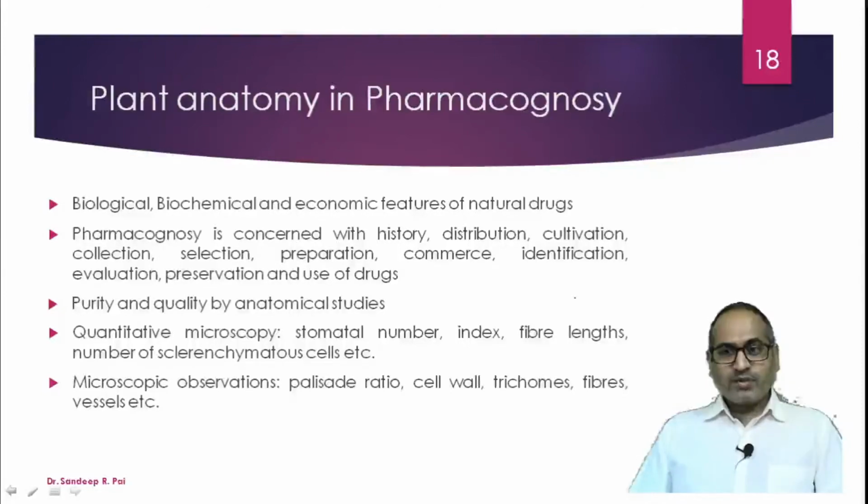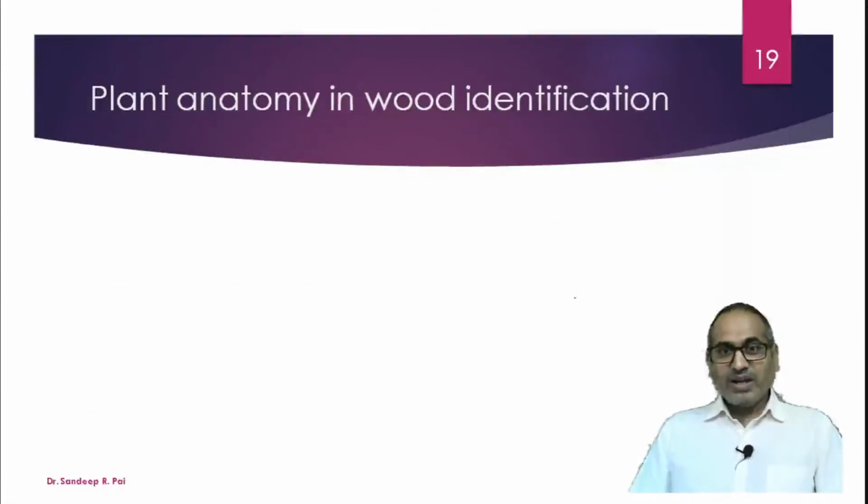So these types of trichome observations, fibers, you are supposed to see the vessels, and to see all this you require a microscope. And when you do that, you take a section, right? To see the vessels you have to take a section, to look at the fibers you have to take a section, to see the cell wall you have to take a section, okay. And then with the microscopic observation using plant anatomy, you distinguish the drug. That means you are studying the pharmacognostic character, okay.